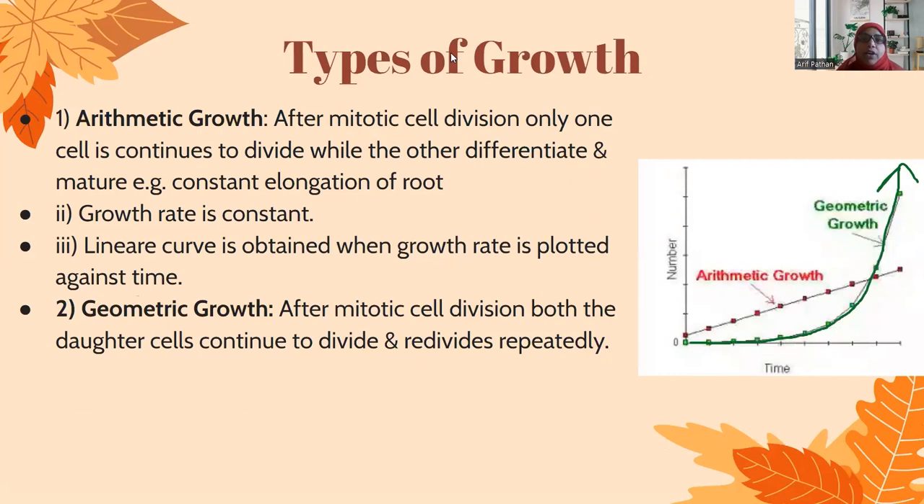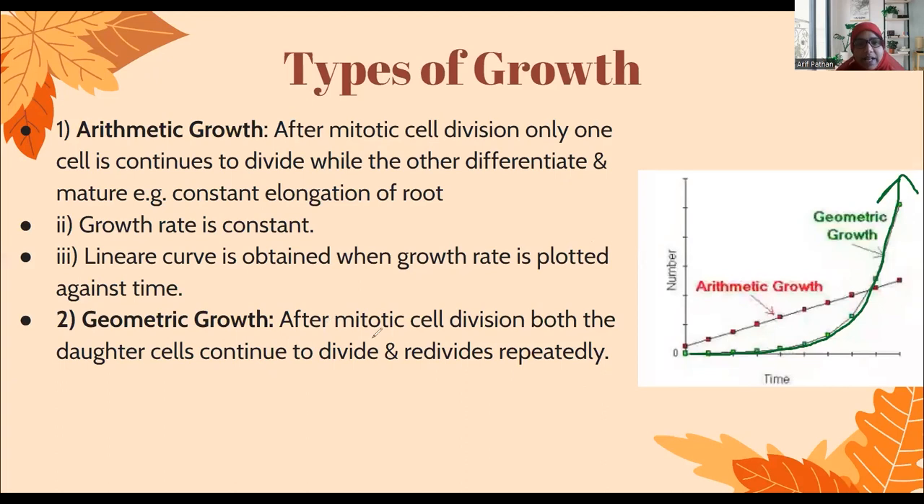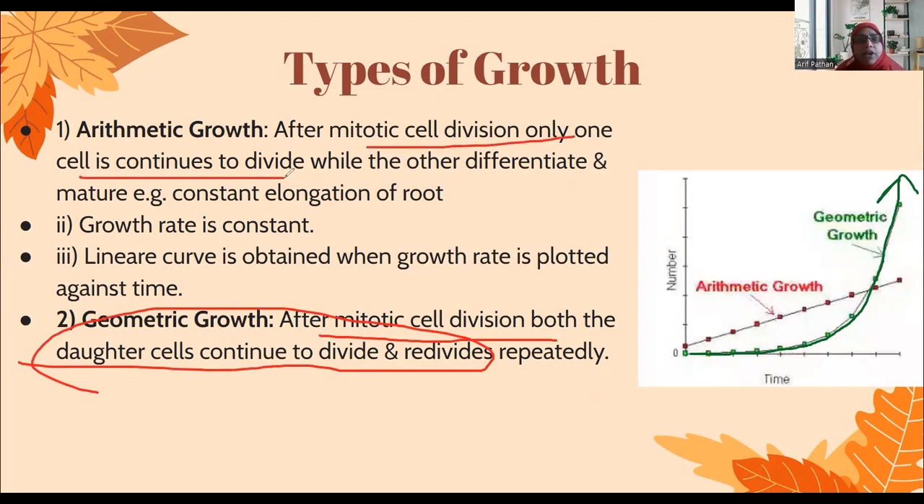So in geometric growth, once the mitotic division takes place, both the daughter cells continue to divide and redivide repeatedly. The major difference between arithmetic growth and geometric growth is this. Here only one cell continues to divide, whereas here the parent cell divides into two daughter cells. Both the daughter cells will again undergo cell division, then these again will undergo cell division. So all of them are undergoing division and redivision on a repeated basis.